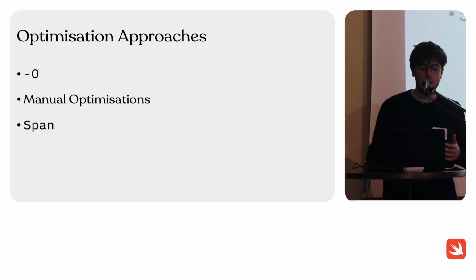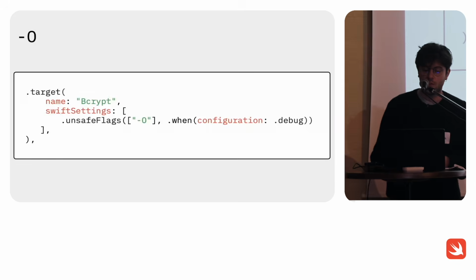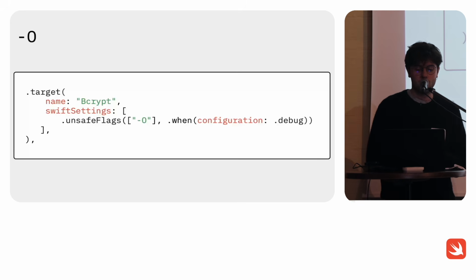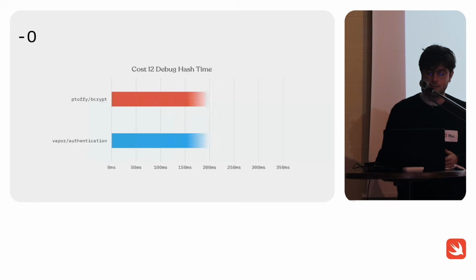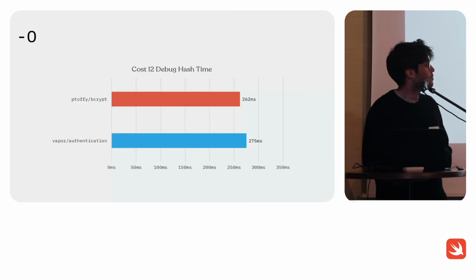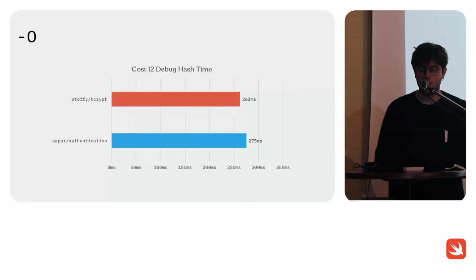I tried 3 main approaches. The first one was simply passing an -O optimization flag to my package to tell the compiler to optimize the code in debug mode, just like it would be doing in release mode. This worked pretty well. We are again on par with C.